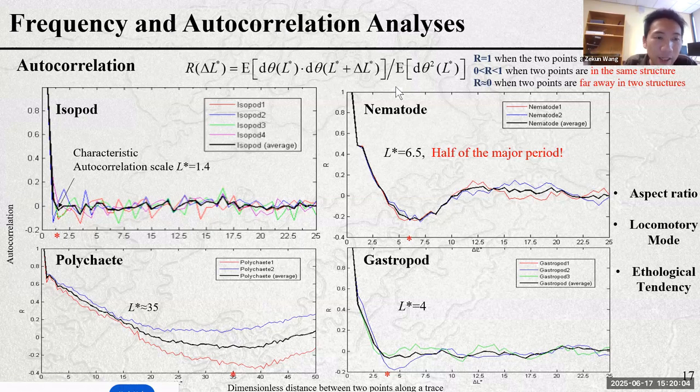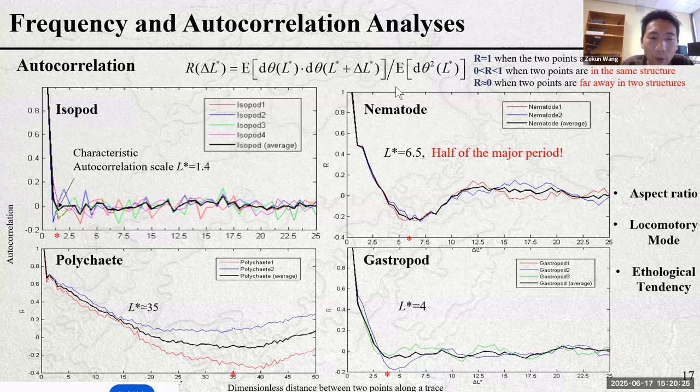So for arthropod, you can see it experiences a very sharp and abrupt decrease in the autocorrelation function. So it means it decorrelates very soon, very rapidly. And we can define a characteristic autocorrelation scale, which is the first minimum value of the autocorrelation function.